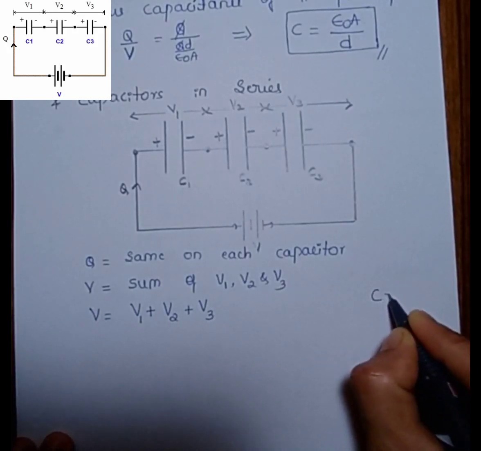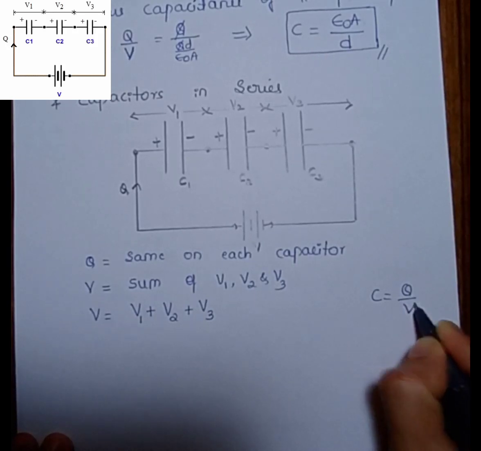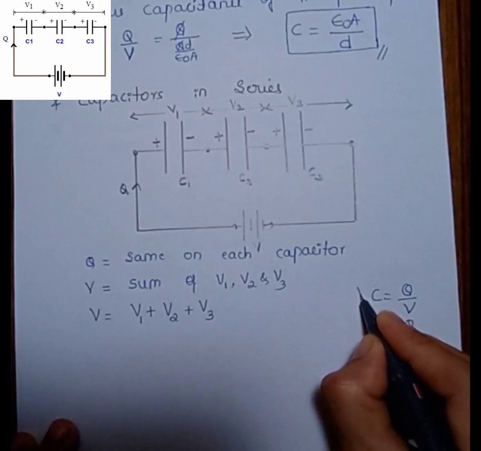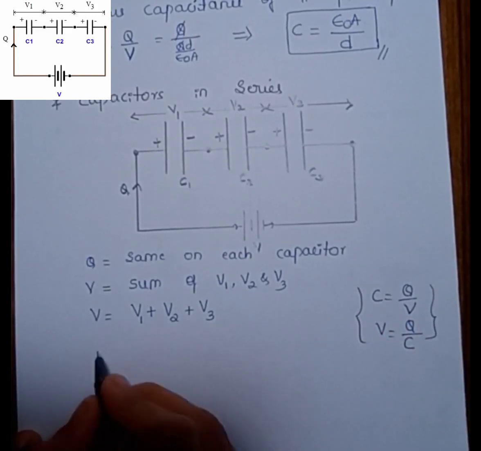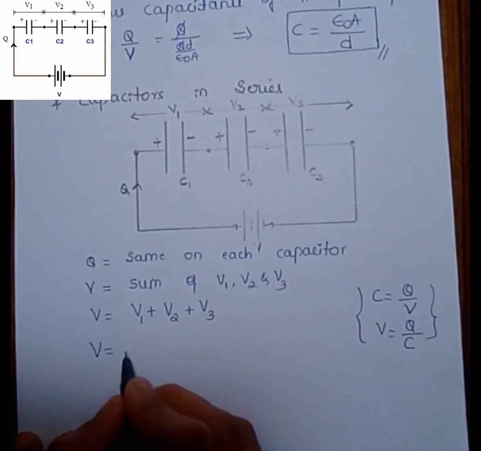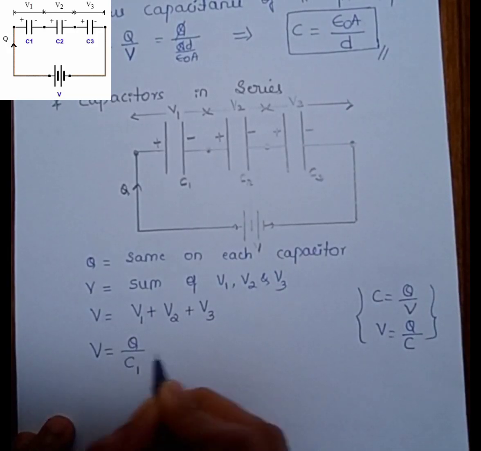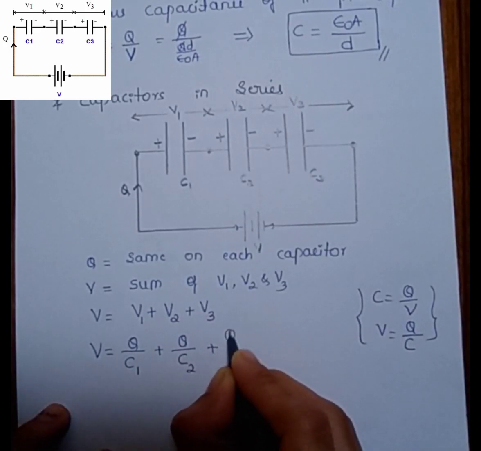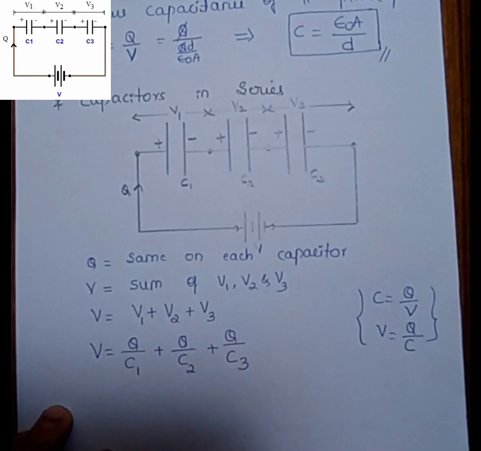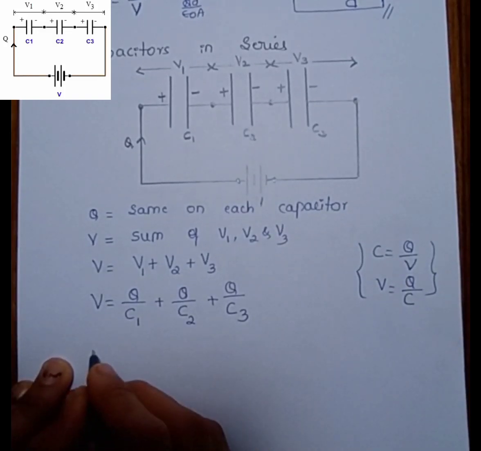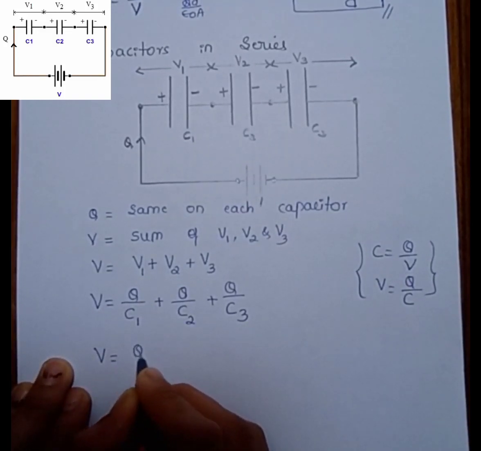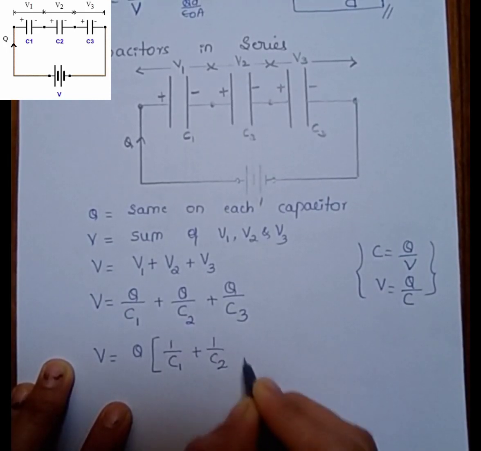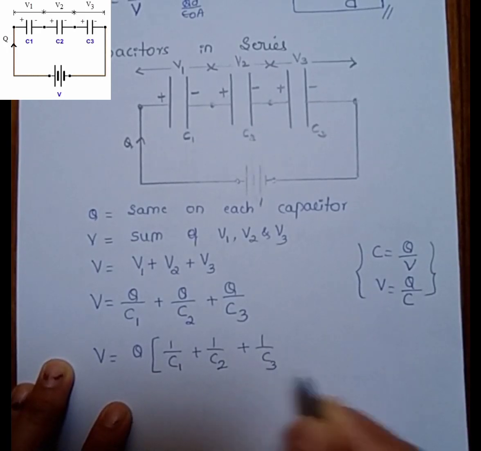And we know C is equal to Q divided by V. Therefore, V can be written as Q divided by C. Then V1 becomes Q divided by C1, plus V2 becomes Q divided by C2, plus V3 becomes Q divided by C3. Here Q is common, so just take Q outside: Q into 1 divided by C1 plus 1 divided by C2 plus 1 divided by C3.